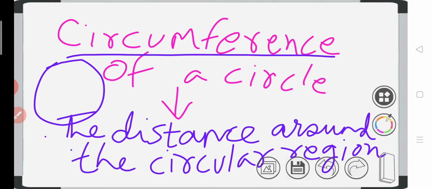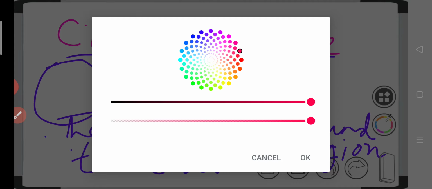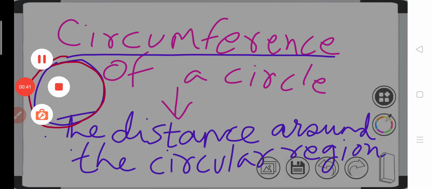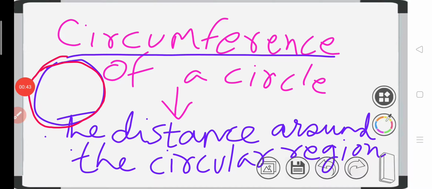Similarly, when we talk about a circular region, you can see that this is a circular region, and this distance around the circular region is called circumference. Now we are going to discuss circumference in detail.